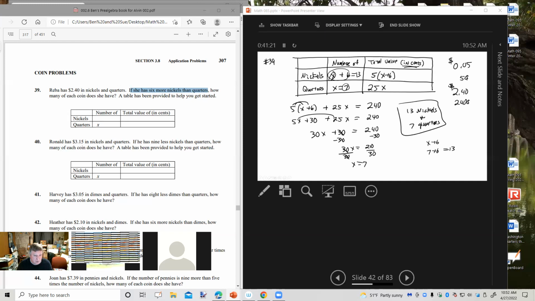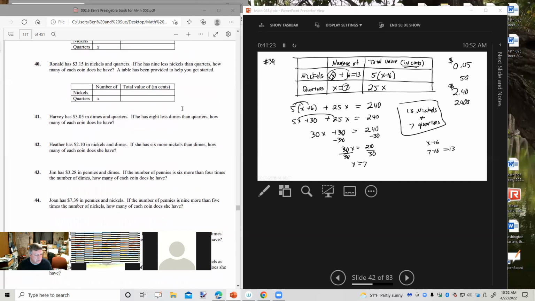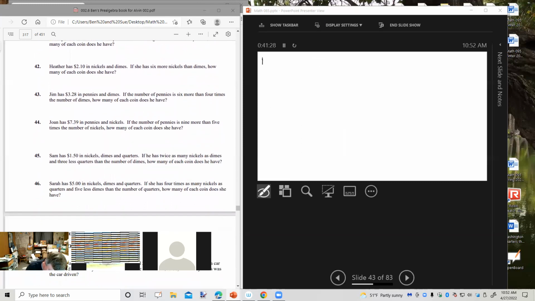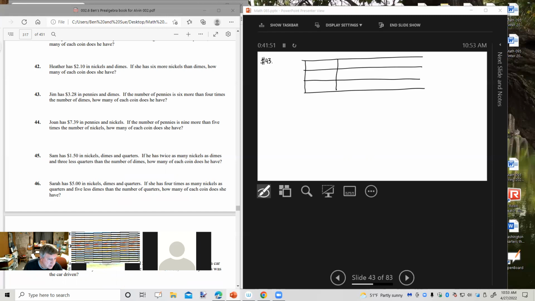Let's take a look at another problem. Let's go on to number 43. Jim has $3.28 in pennies and dimes. If the number of pennies is 6 more than 4 times the number of dimes, how many of each coin does he have? All right. Again, let's make a table. Let's see, he's got pennies and dimes.